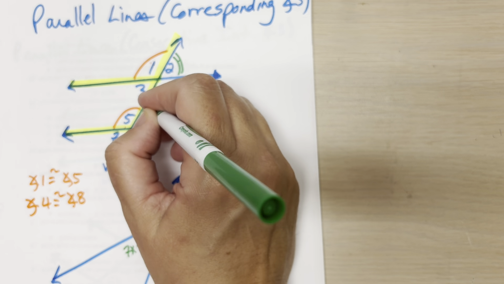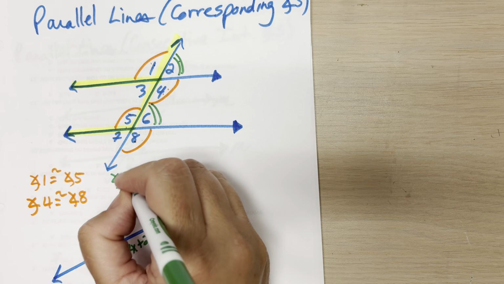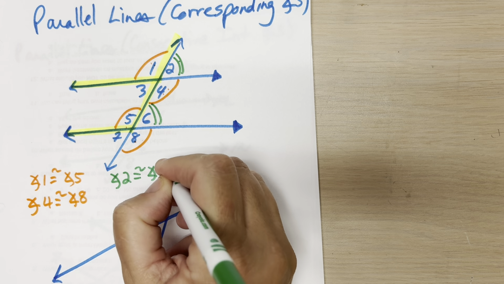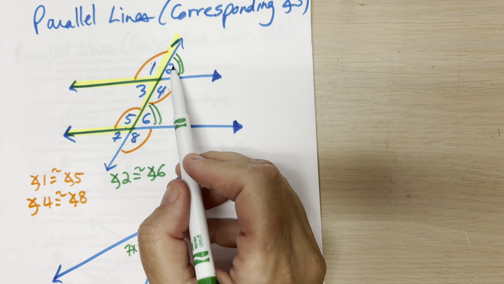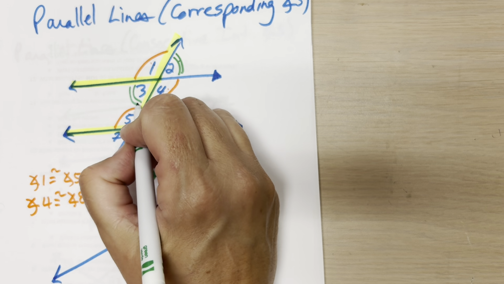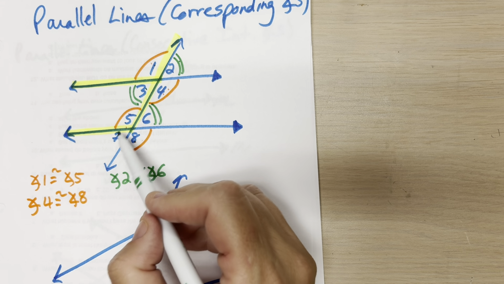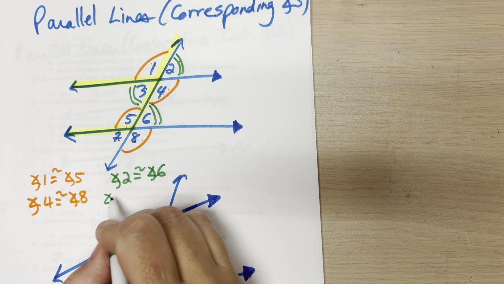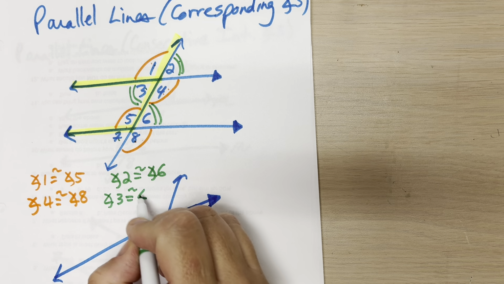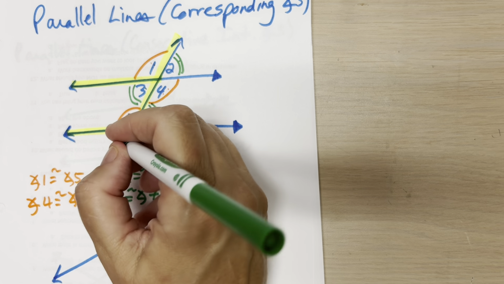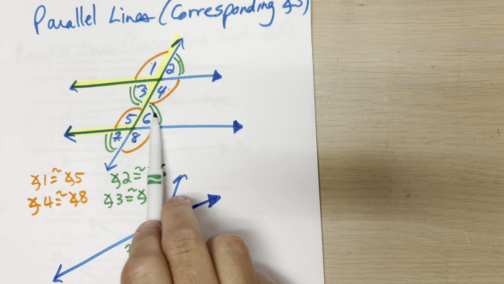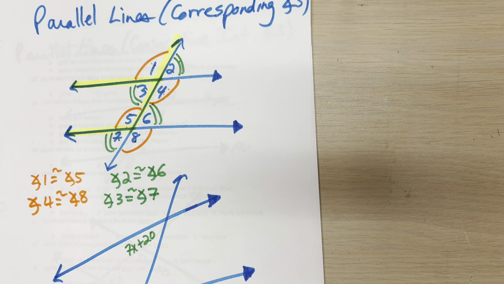All right, here's 2. 2 is going to correspond with 6. So I'll write angle 2 is congruent to angle 6. 2 is vertical to 3, so that's going to be congruent as well. 3 corresponds with 7, so angle 3 is congruent to angle 7. And again, you can kind of see as we go here, they're on opposite sides, right?